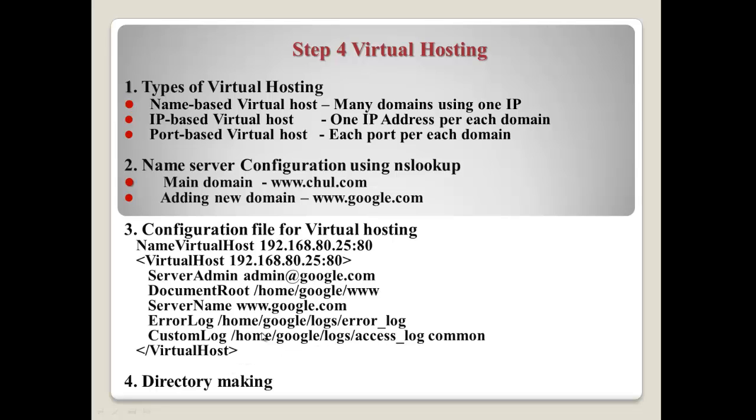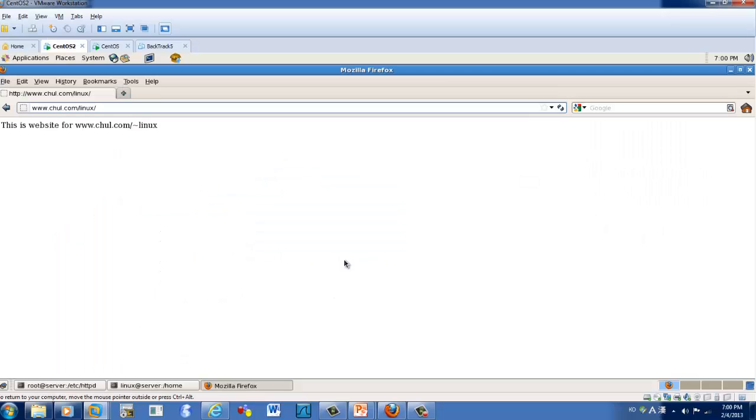So after you configure this, number 4, you need to make these directories. For example, /home/google/www like this. In my case, I will make www and logs, 2 directories, and 2 files, error log and access log. Okay, then let's try.